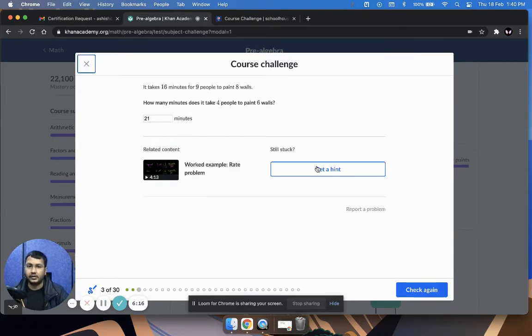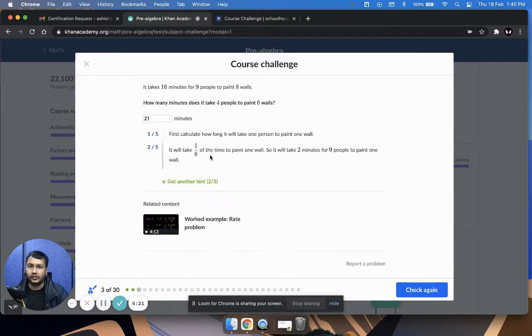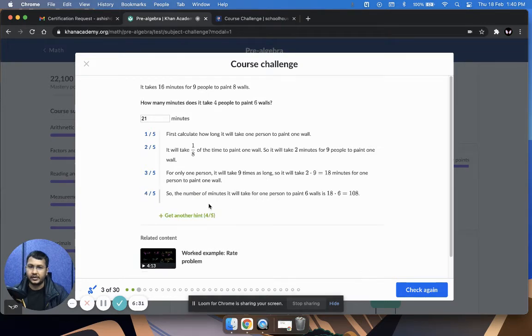Okay, let me see the hint. First, calculate how long it will take one person to paint one wall. It will take 1/8 of the time. So it will take 2 minutes for 9 people to paint one wall. 18 minutes. Yeah, there we have 18 minutes. So the number of minutes it will take for one person to paint 6 walls is 18 times 6. 18 times 6. That's where I'm making a mistake.